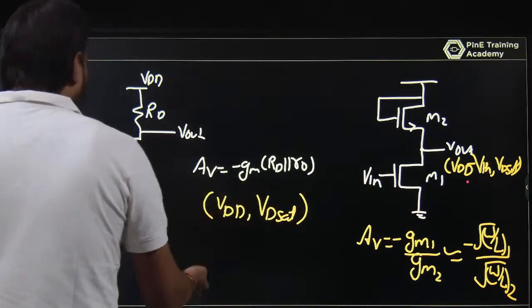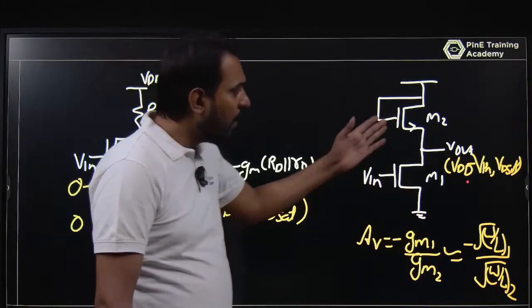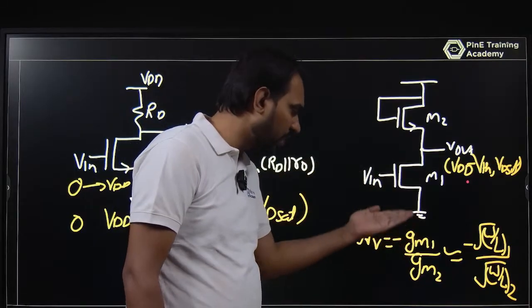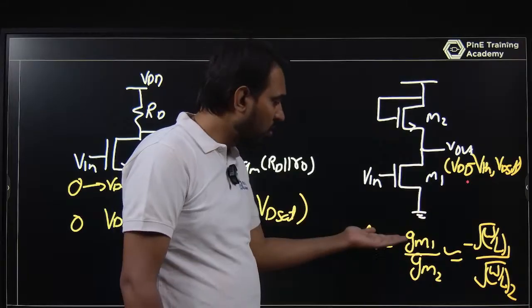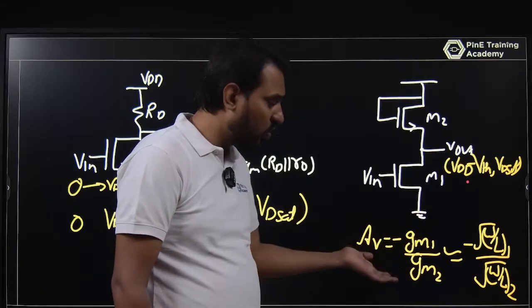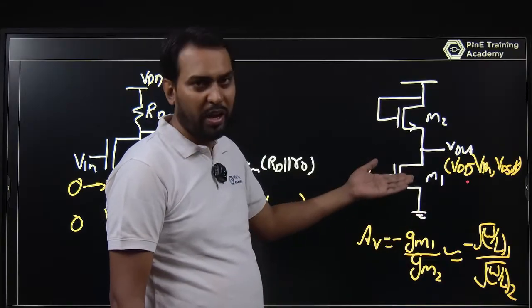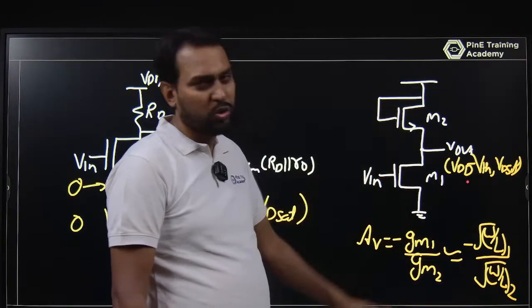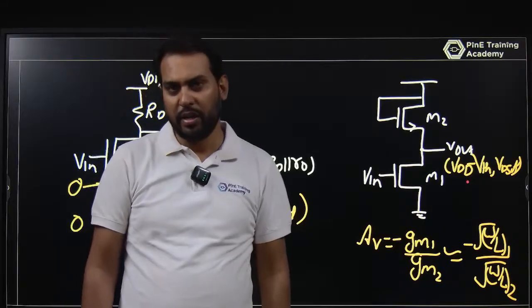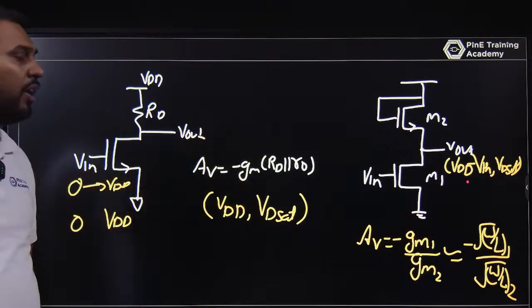I am explaining this way: if you are using a diode connected load, there is no process variation effect, because the gain is minus gm1 upon gm2, both transconductances in a ratio. So the mobility effect, oxide capacitance effect, threshold effect, and temperature effect will be nullified, because both MOSFETs are affected in the same way. So there will not be too much effect of process variation. But the problem is that the swing is limited.